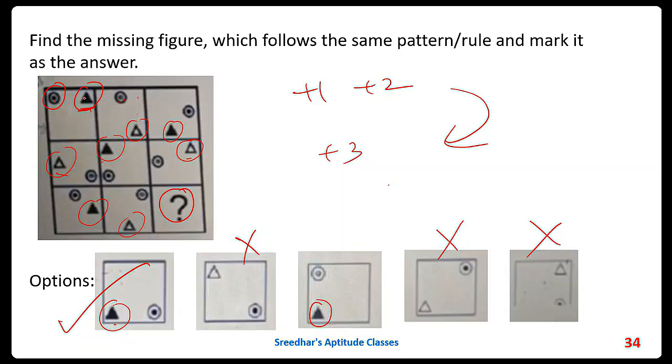The shaded one is shifting +1, +2, +1, +2. So +1, this one +1 comes to here, next +2 comes to here. So I think option A is the correct one. Right, yes. Okay, so whatever the logic, you say answer is A, right? First option, right?